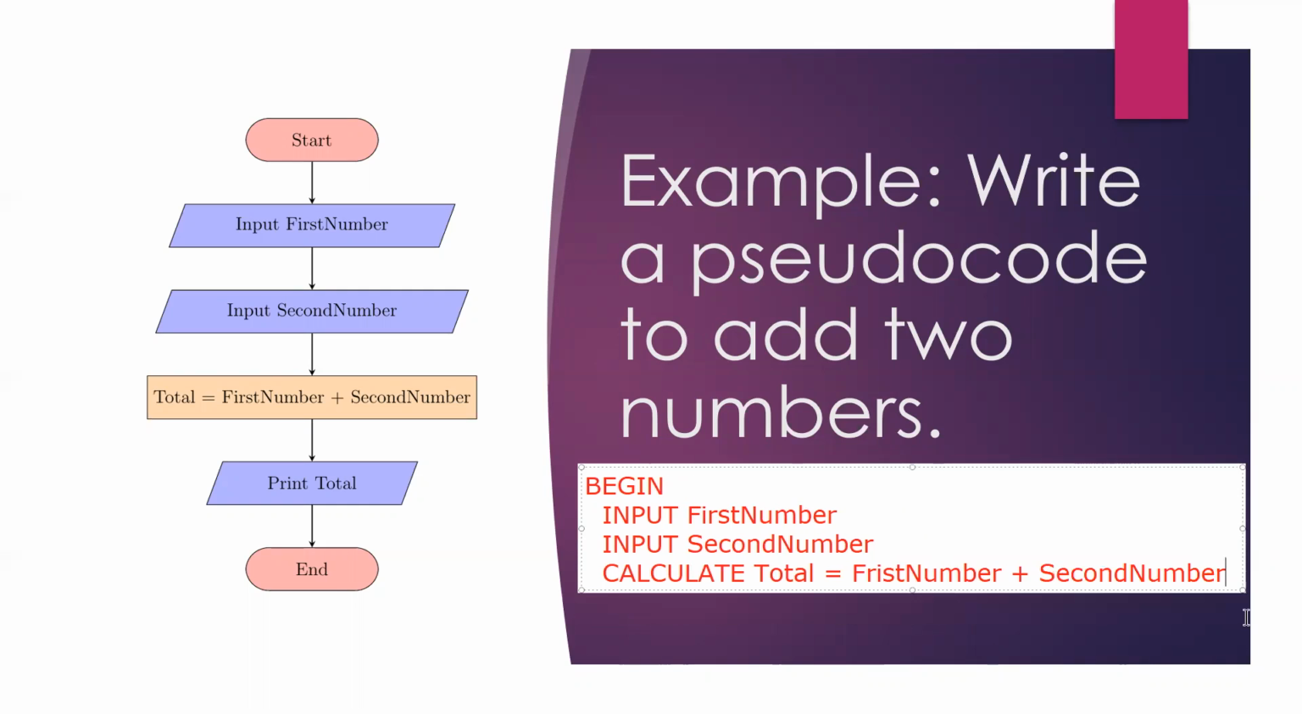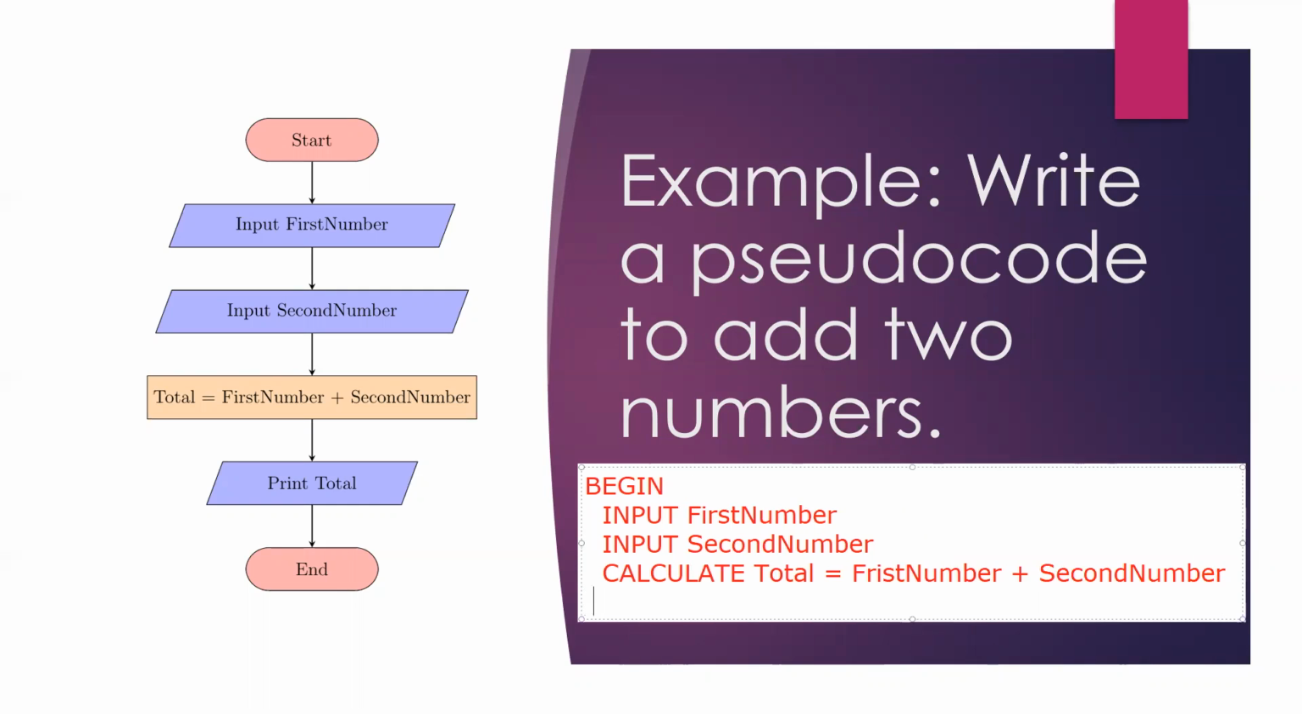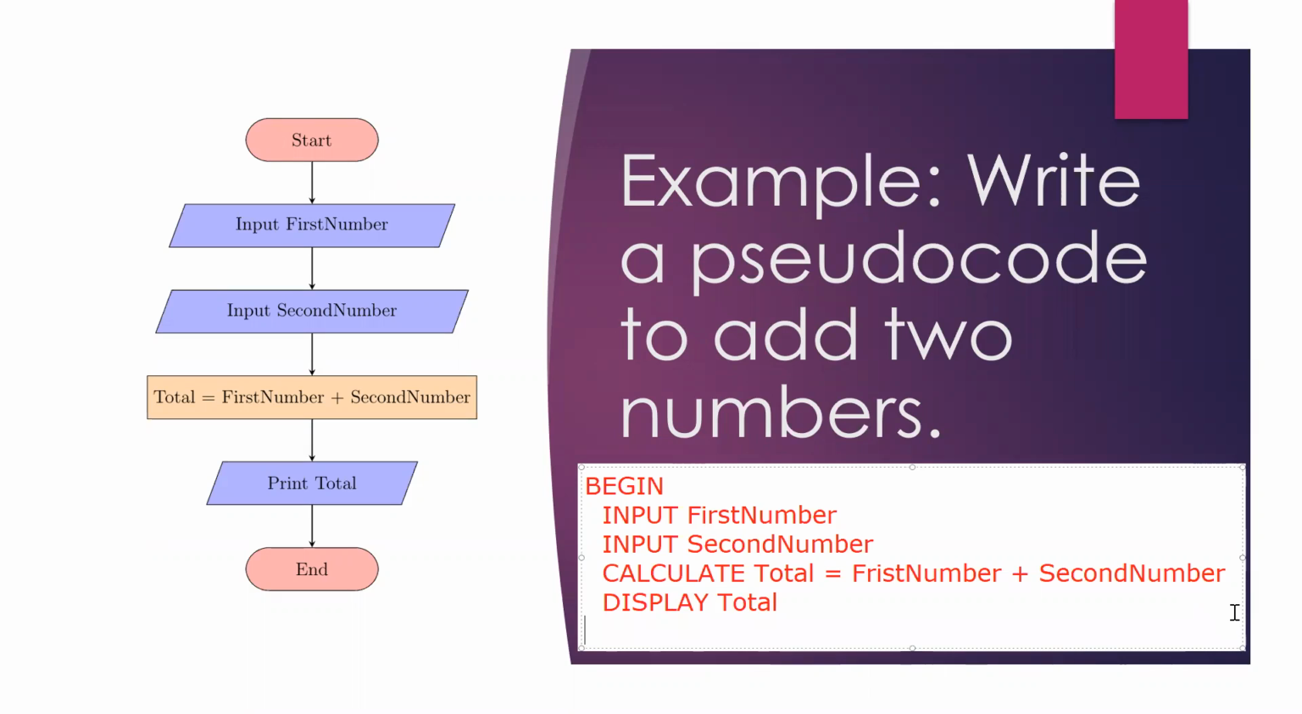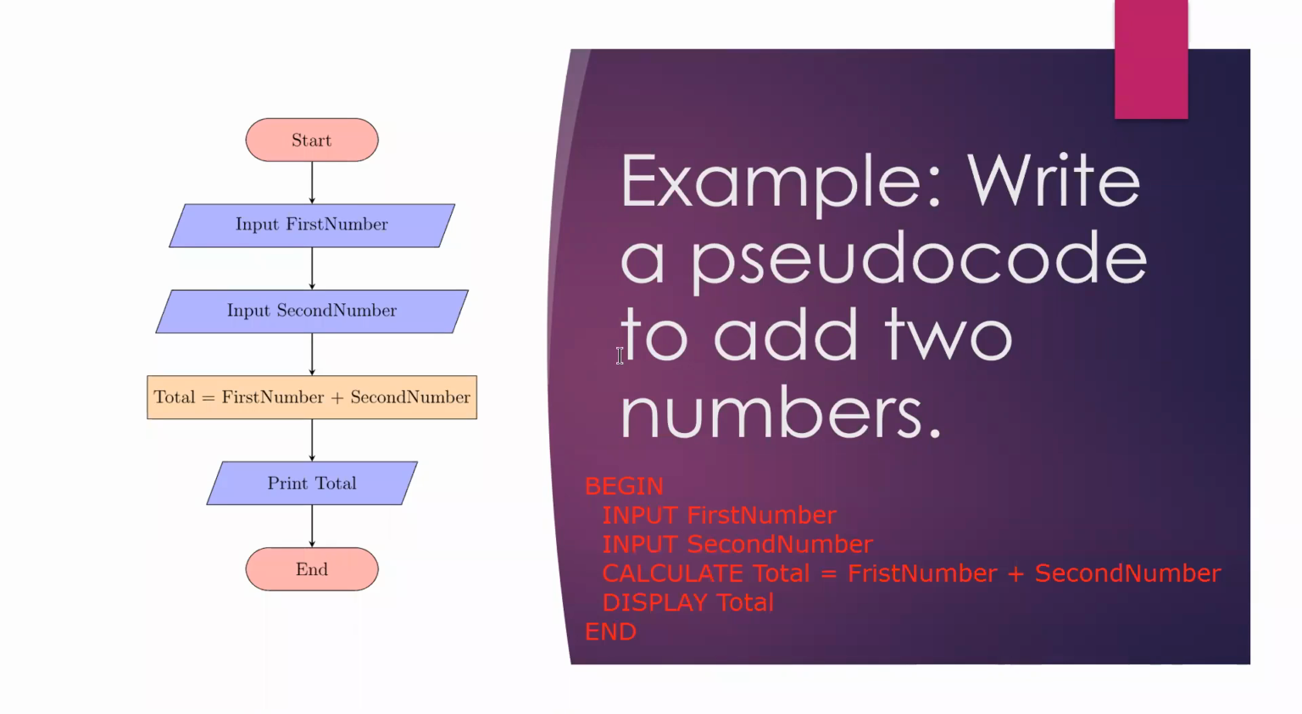Then the last one. Yes, we can also use print, but most of the time I will say display. So I will put display total. Finally, we have to say end, right? So here is how we convert this flow chart into pseudocode. That's easy, isn't it?